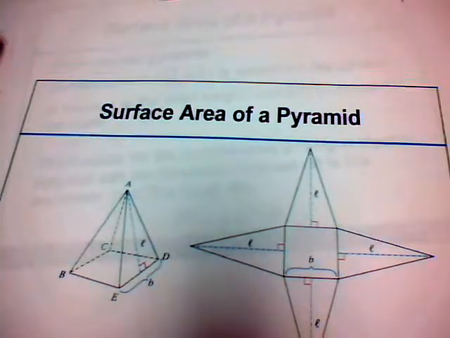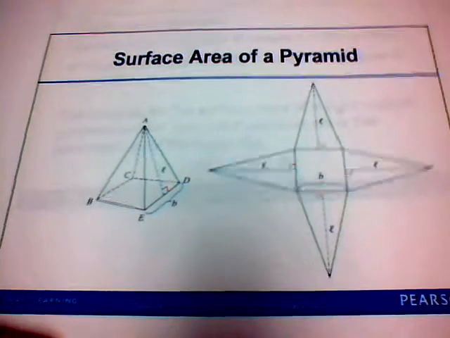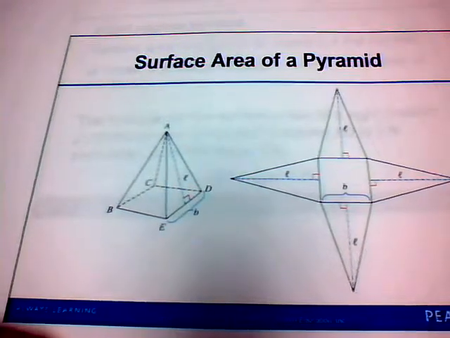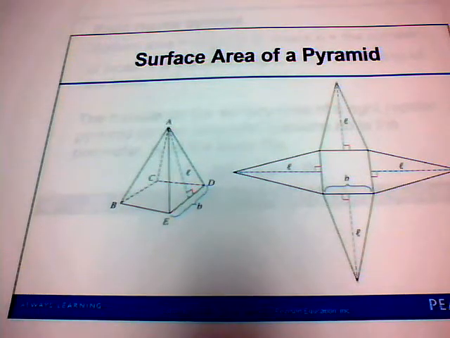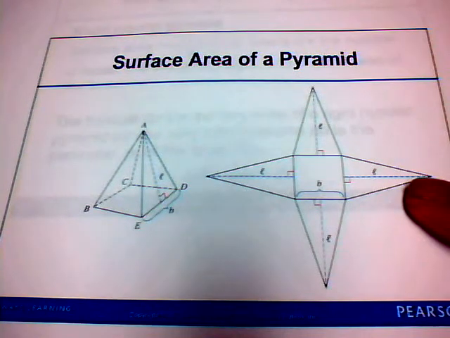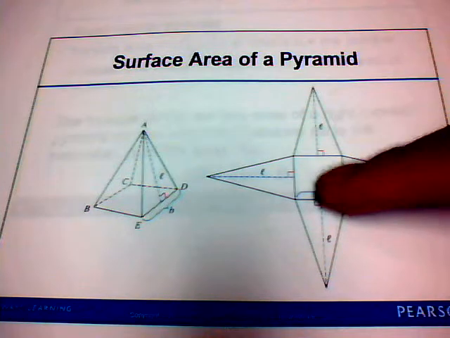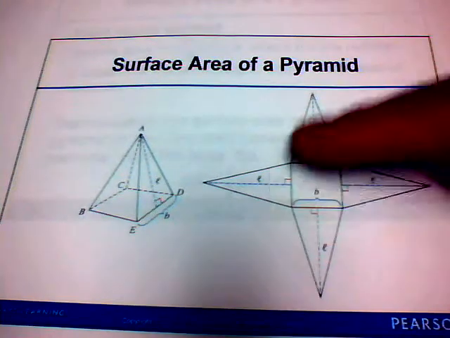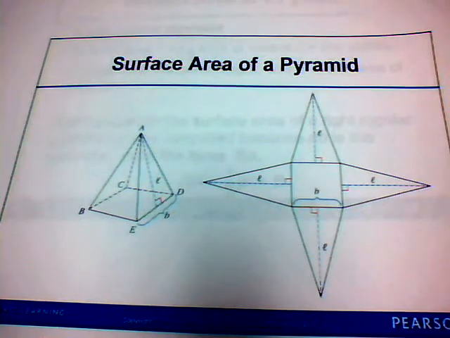Okay. Next is the surface area of a pyramid. Okay, so here we have a right square pyramid. If you were to cut out the pyramid into a two-dimensional figure, it will look like this. Because you can see that the base of your square pyramid is your square. Then these lateral faces are triangles. And they're isosceles triangles, by the way.